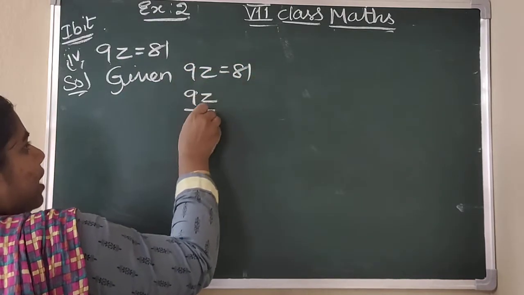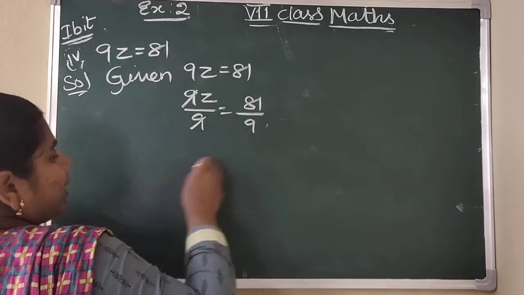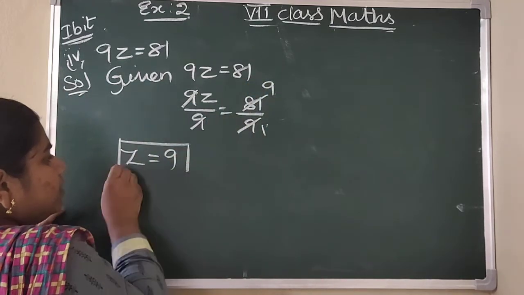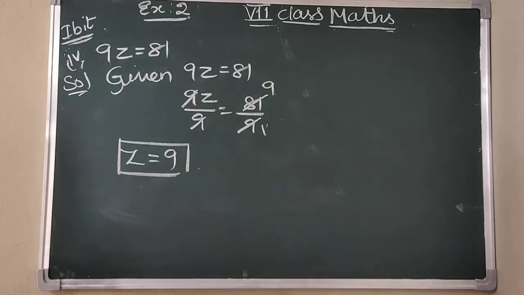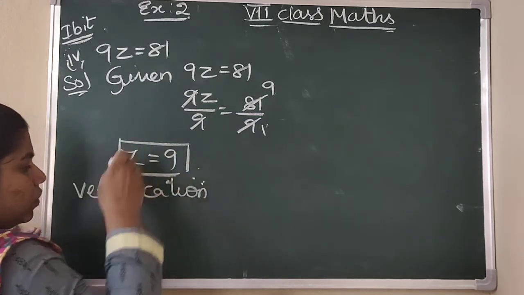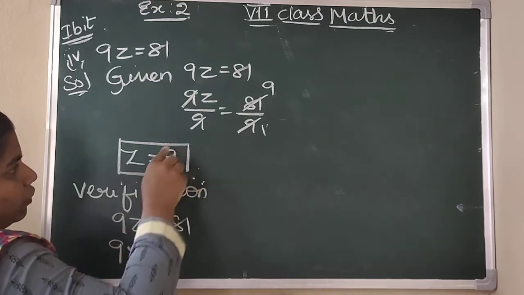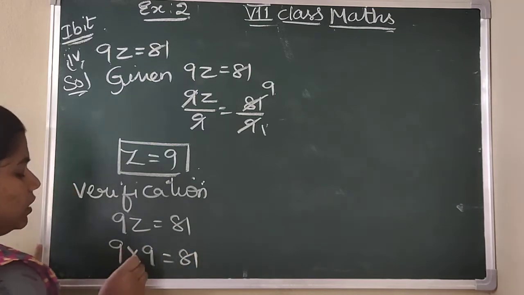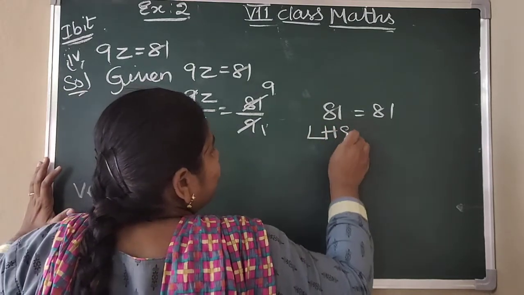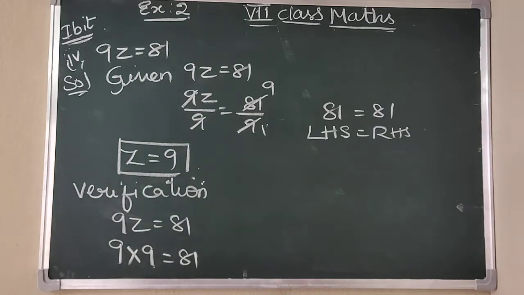So 9z by 9 is equal to 81 by 9. So 9 will get cancelled. 9 ones are 9, 9 nines are 81. So what is the z value? We got it as 9. Whether it is correct or not, we have to verify now. So verification. 9z is equal to 81. 9 into the z value we got, 9, is equal to 81. So 9 nines are 81, equal to 81. So we got the LHS part equal to the RHS part. So what we did is a correct answer.